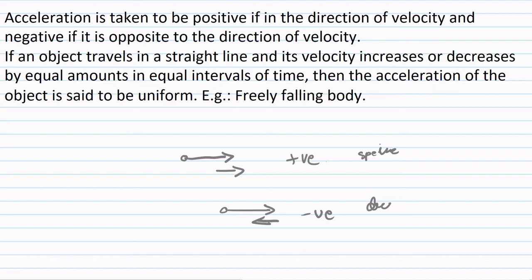Now one more thing here is uniform acceleration. If the speed of the object increases or decreases by equal amounts in equal intervals of time, then the acceleration of the object is said to be uniform. For example, a freely falling body, its acceleration is the same. It is not changing with time. So every 1 second, only a certain amount of increase is there in the velocity.